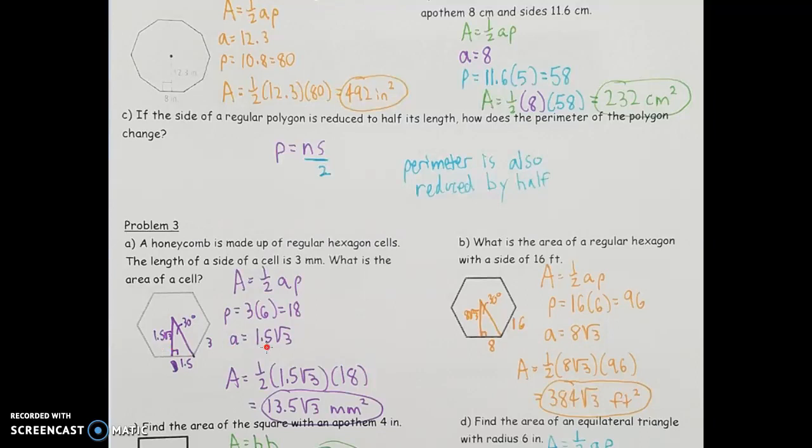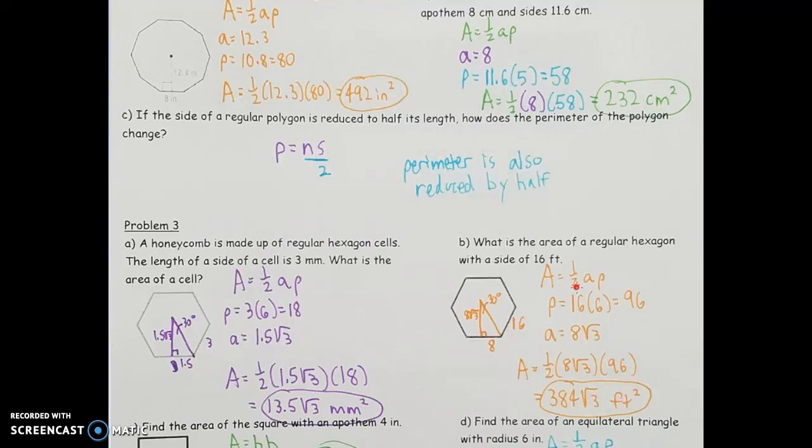So if I use that length of the apothem, 1.5 rad 3, now I'm just substituting. 1/2 apothem times perimeter will be 1/2 of 1.5 rad 3 times 18 for the perimeter. That should all give us 13.5 rad 3 in terms of square millimeters. So let's try the same steps on this next one.